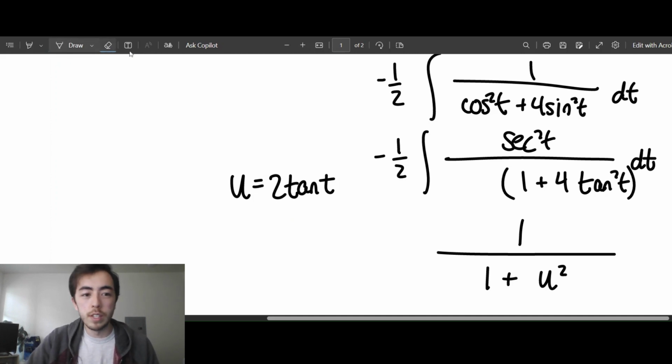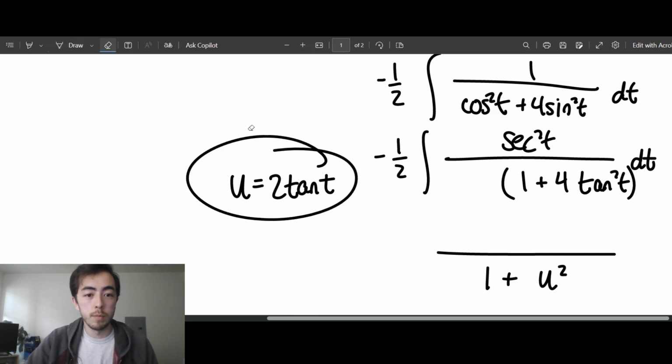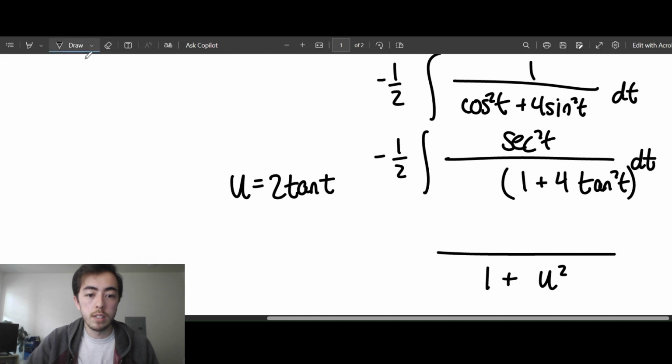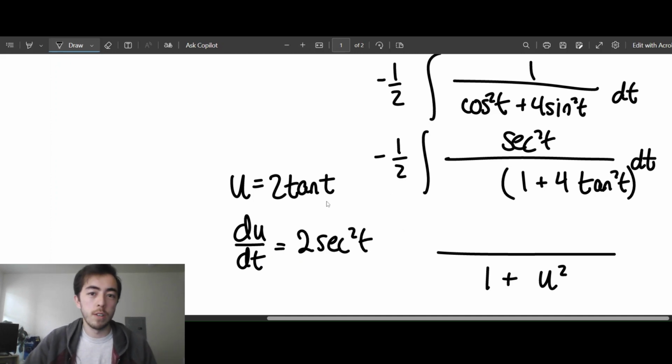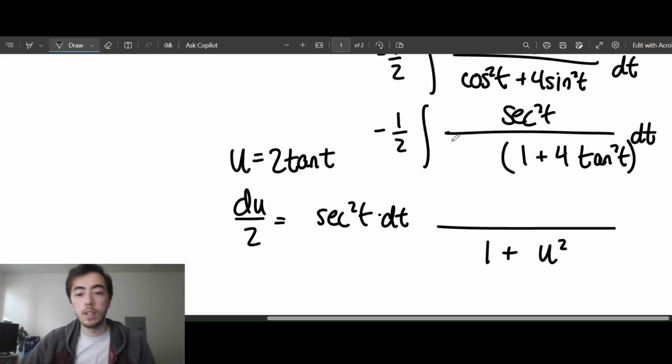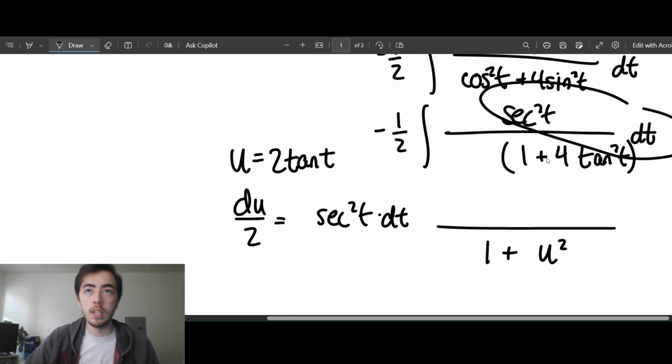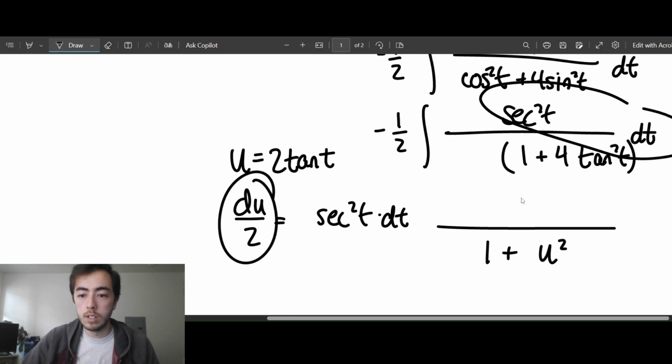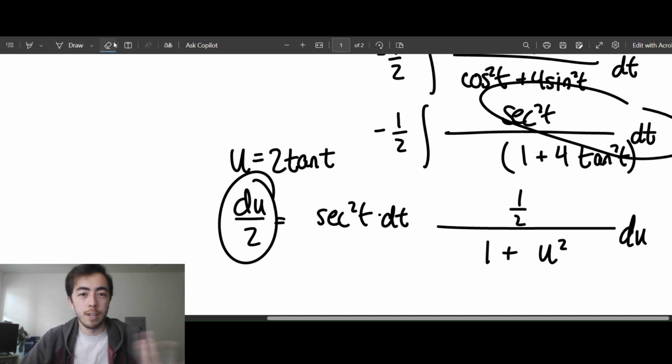I still do have secant squared t in the numerator, and so fortunately, by taking the derivative of both sides of my substitution here, I will get du dt is equal to 2 secant squared t. Treating the differential as a fraction, I know you're not supposed to do that all the time, but I will right now. I'll multiply the dt over to that side, and I'll divide the 2 over to the other side of the equation. This shows me that I can substitute out secant squared t dt for du over 2. So I'll stick the du over here, and my over 2 is just going to be like a 1/2.